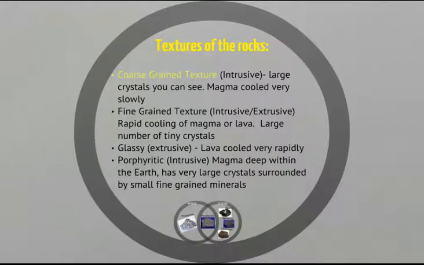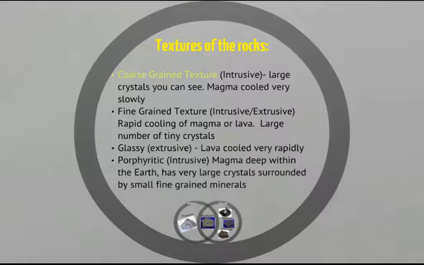Then we have fine grain texture, which is the rapid cooling of magma or lava. So this, again, we talked a little bit about how sometimes the magma will cool near the Earth's surface. So that's where we have our intrusive category of fine grain texture. And so with fine grain texture, there's just a large amount of very tiny crystals that you may need to see with a magnifying glass.